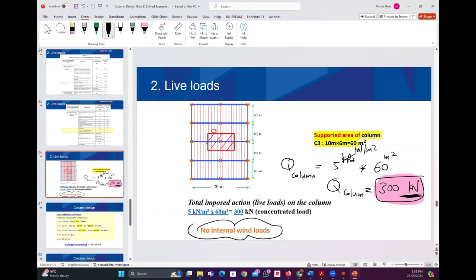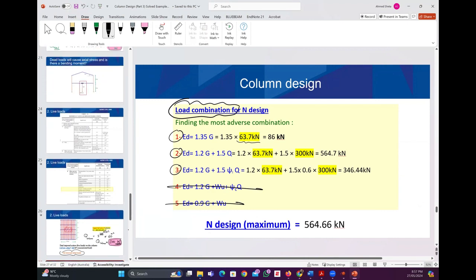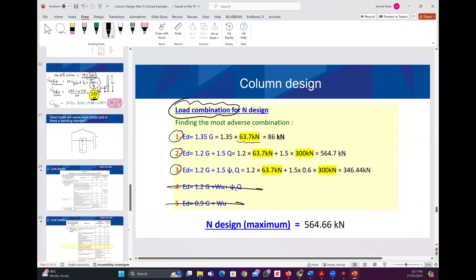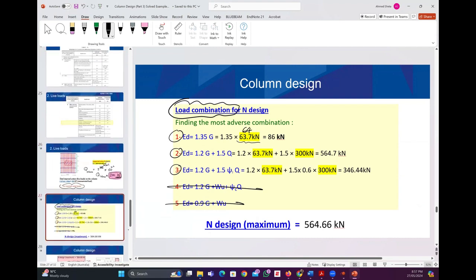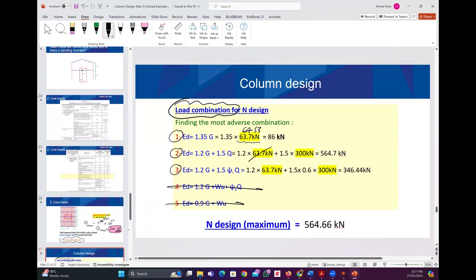No internal wind here. What is the next step? Load combination. We don't have these two because we don't have wind load, so they are the same. For the 3 load combinations, I will just replace these values with the values you already got. Ours was close, 64 point something, so it will not make that much difference.